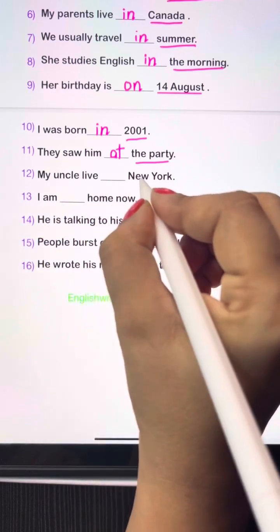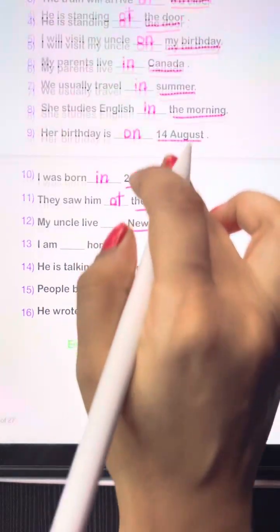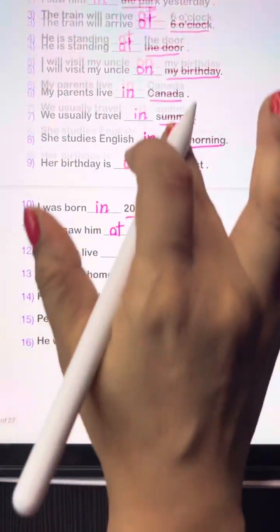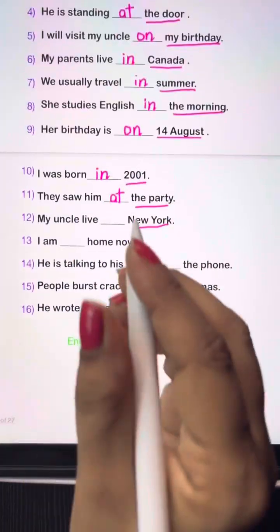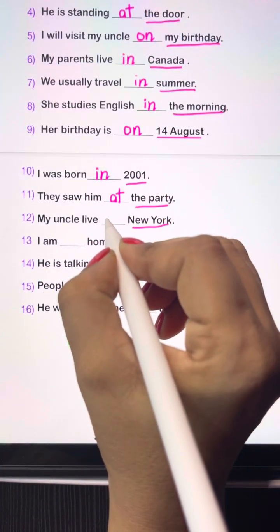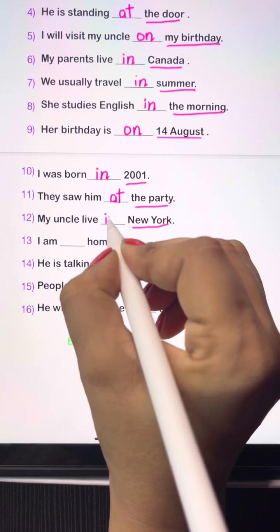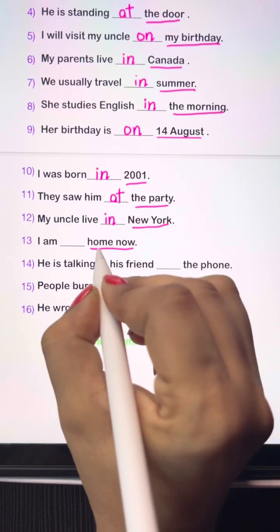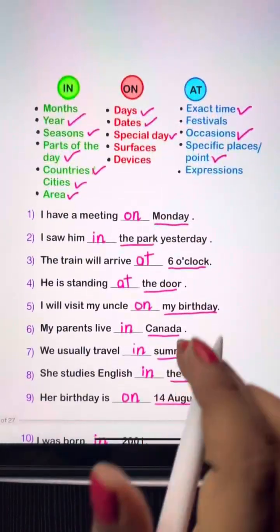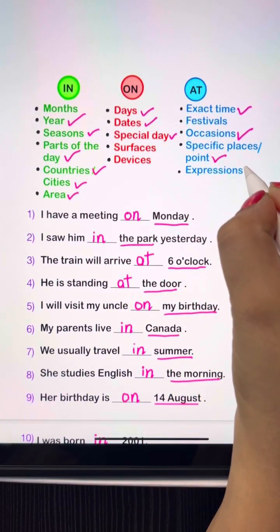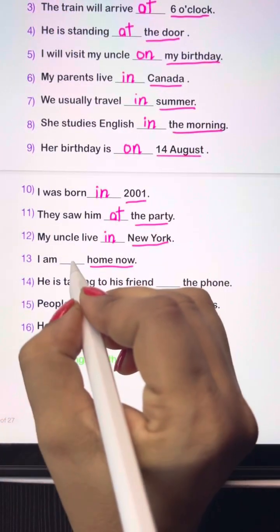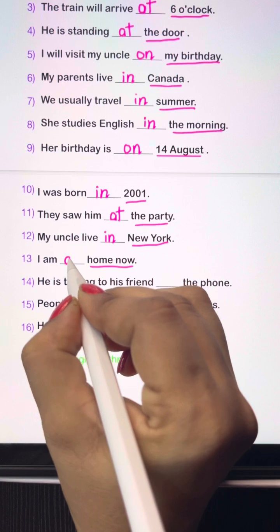Number 12. My uncle lived blank New York. New York is a city, and for cities we use in. My uncle lived in New York. Number 13. I am blank home now. Home is a fixed expression, and for home we use at. I am at home now.